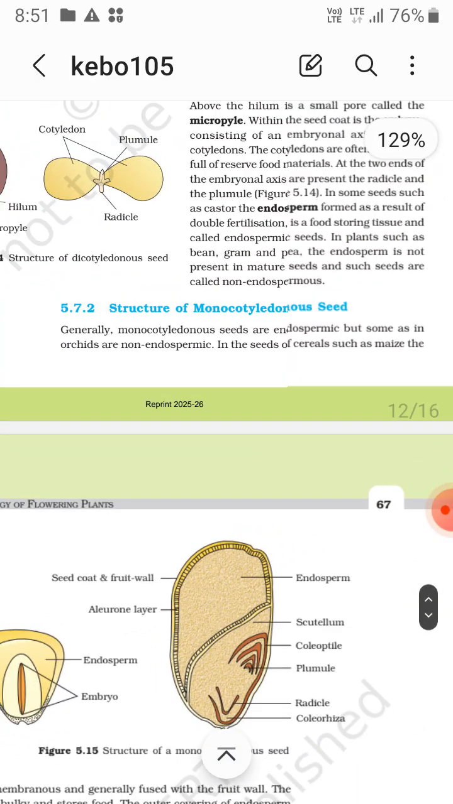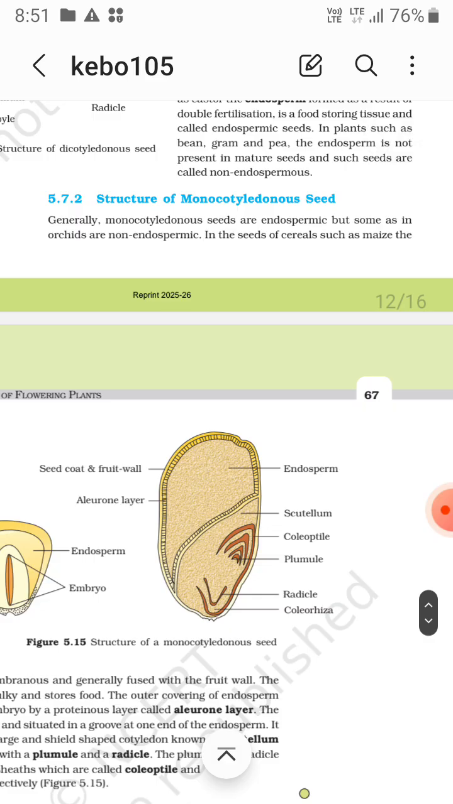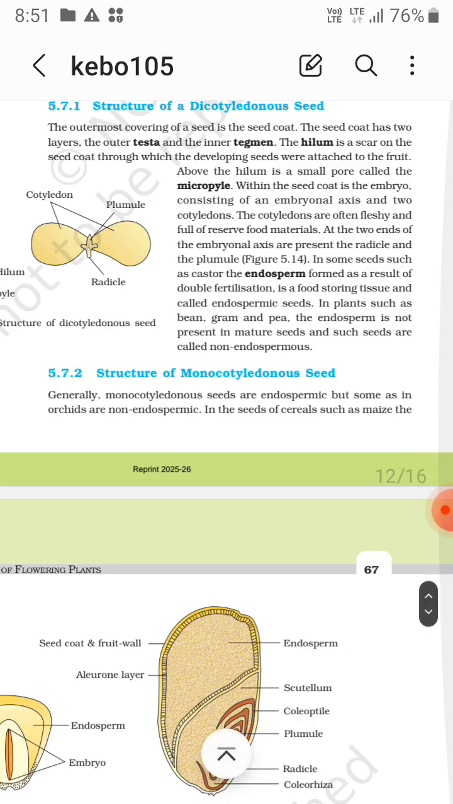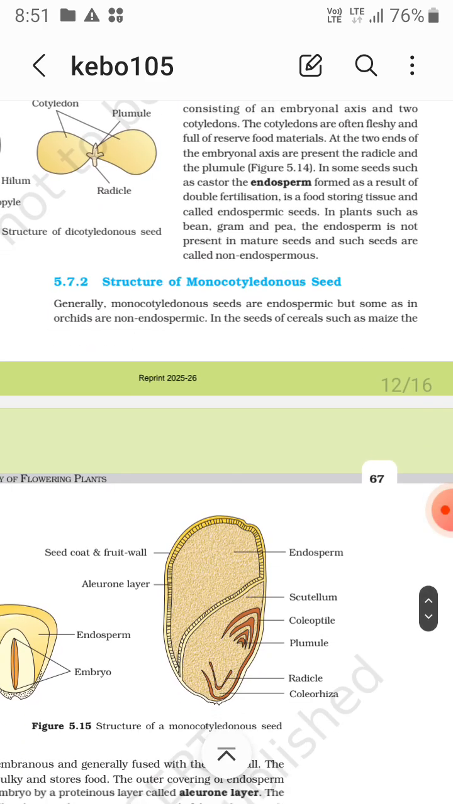So now the structure of a monocot seed. Generally monocot seeds are endospermic, that is, in the mature seed the endosperm is still present. The endosperm is a food storing tissue, and these are called endospermic seeds. So monocotyledonous seeds are endospermic, but in some, as in orchids, they are non-endospermic.